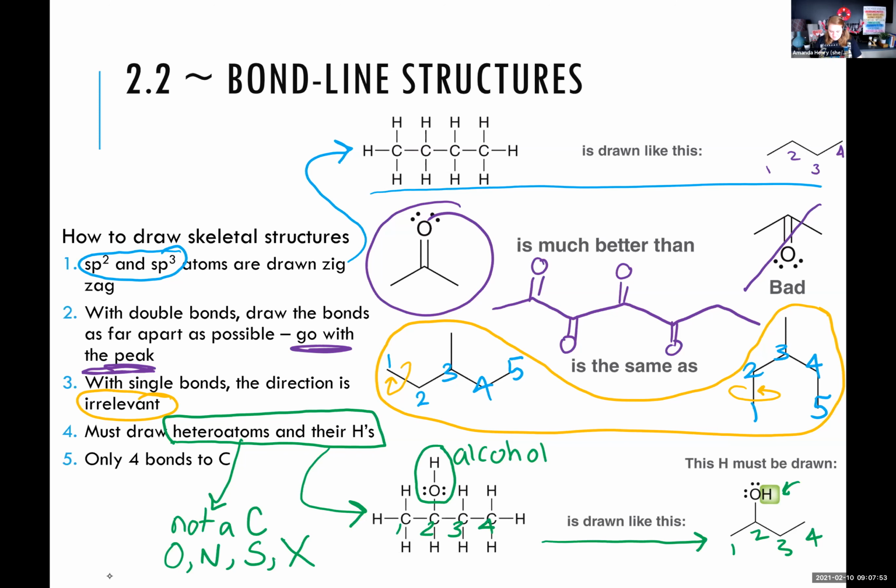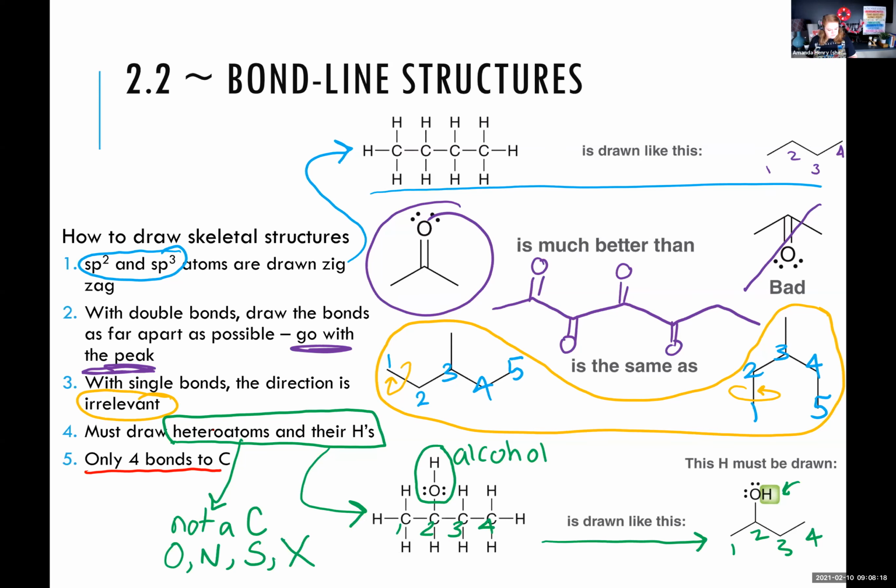And then number 5 is one we've talked about, but only 4 bonds to carbon. And this is one that we can sometimes forget about if we're just starting to draw zigzags and we go too fast. You might end up with a carbon with 5 bonds. So it's always a good thing to remember and to double check. But those are our rules.